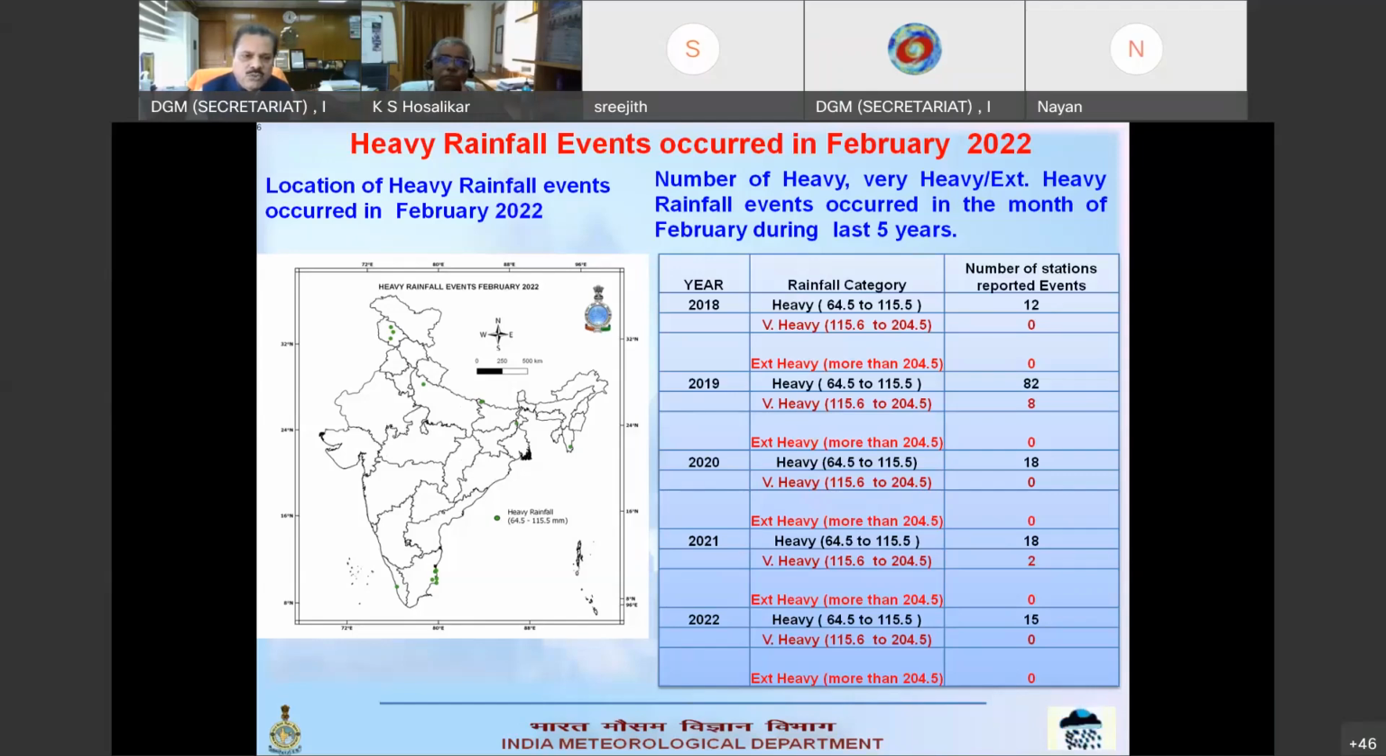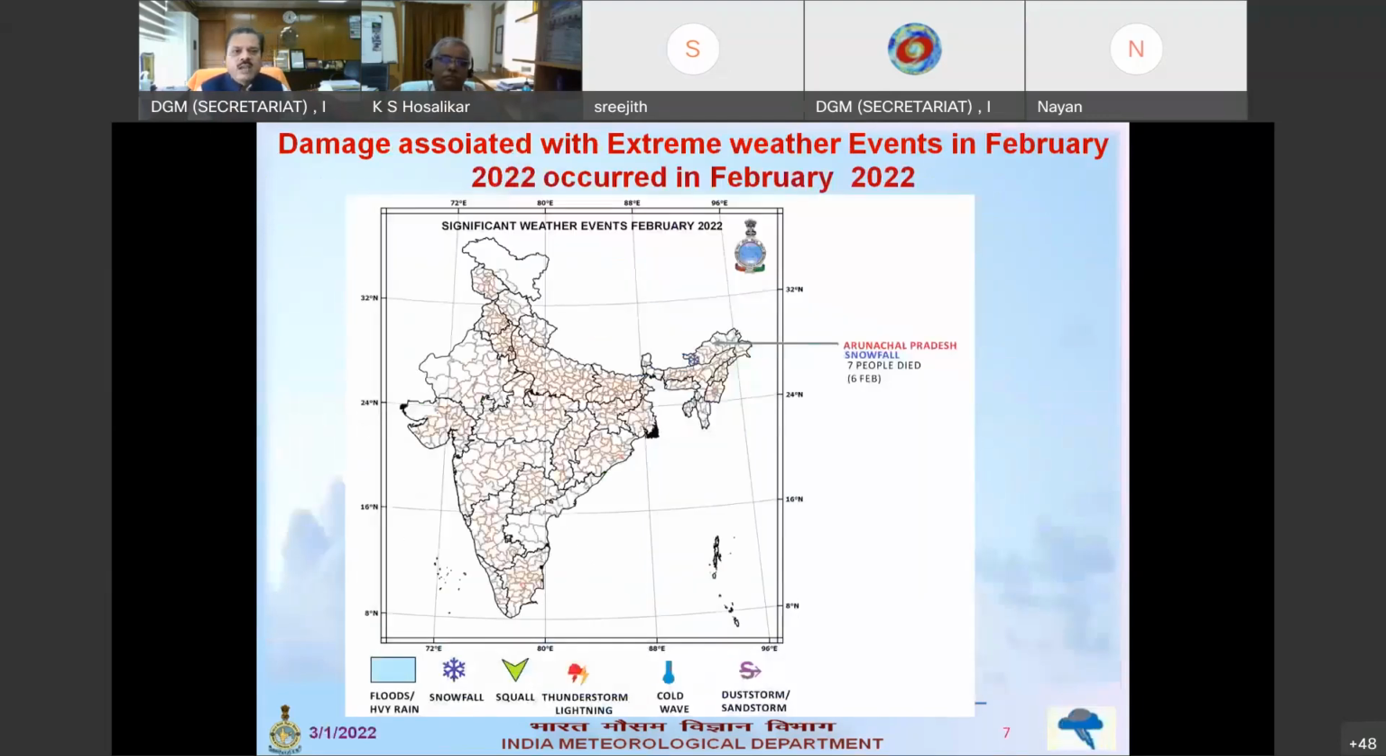And the distribution, as I was telling you, is that most of the heavy rainfall events have been confined to the extreme southern peninsula like Tamil Nadu and Kerala, and otherwise the northern parts of the country, especially Jammu division and Gangetic plains. Now, if you consider the damage associated with what has happened in the month of February, it was not so destructive. As per newspaper reports, there was a snowfall activity and 7 people died in Arunachal Pradesh in association with the western disturbance passing over the region.